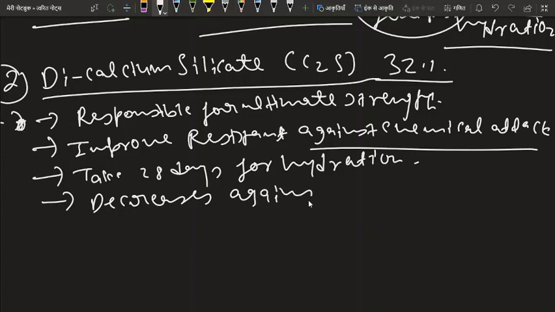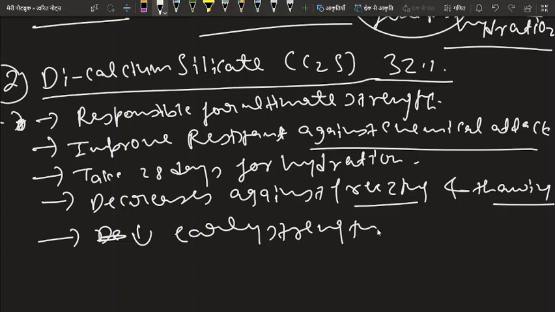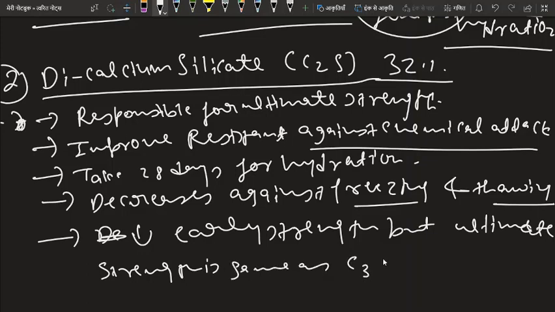Decreases against freezing and thawing. Okay, and on the basis of strength, it decreases the early strength of cement, but the ultimate strength remains the same as that of C3S. Okay.